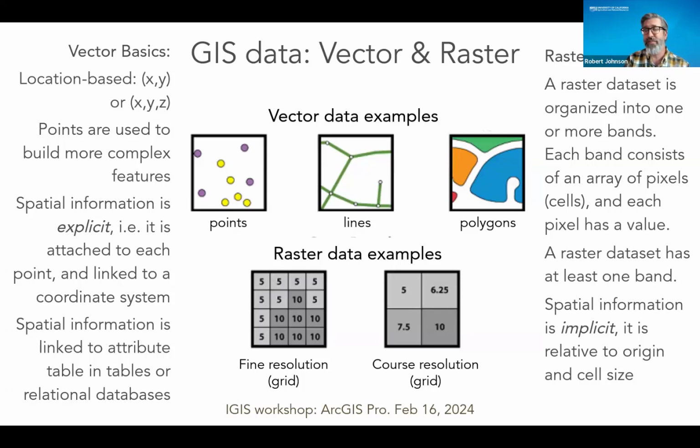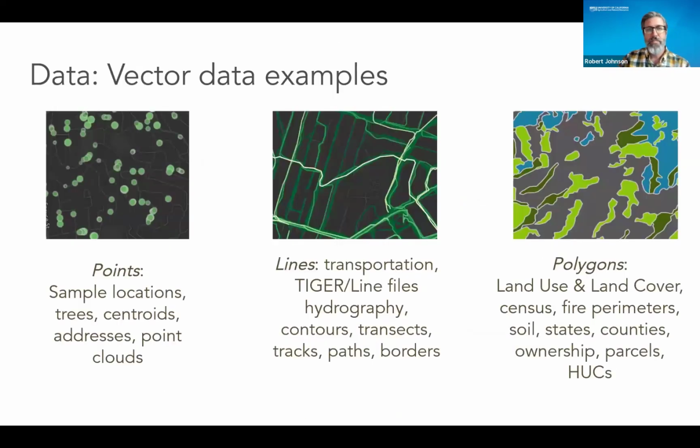For example, if you're doing, say, a very simple elevation surface, usually that's one band. It just has a series of elevation values. Whereas if you have something like your traditional visible RGB image, you'll have three different bands, a red, a green, and a blue, that combine together to give you that image. And the spatial information here is implicit relative to the origin point of your data and the cell size.